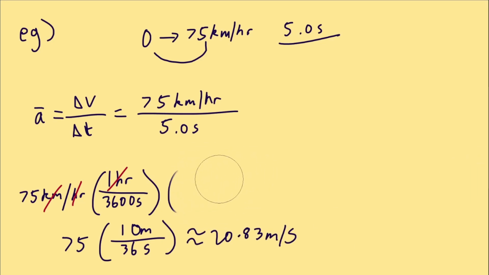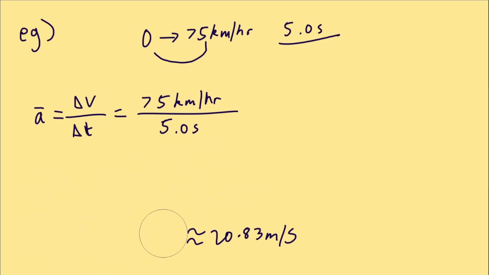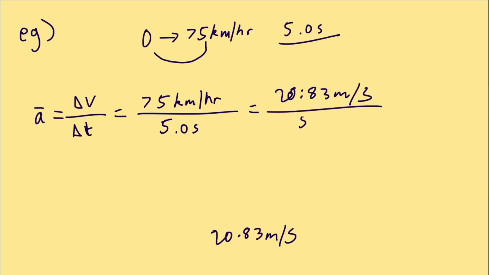So why did I add this conversion step into this problem? Well, you're going to be doing this kind of thing quite often in future physics problems. And I'm just making sure that you get some exposure to it early on. We're going to substitute our new velocity into here. This comes out to 20.83 meters per second divided by 5 seconds. Do your calculating and you get 4.17 meters per second squared.